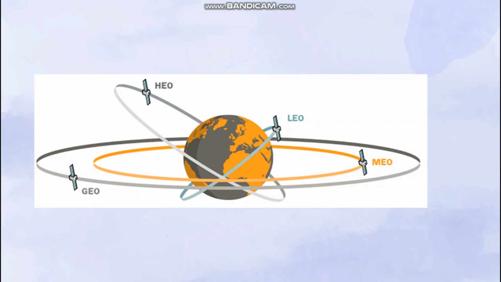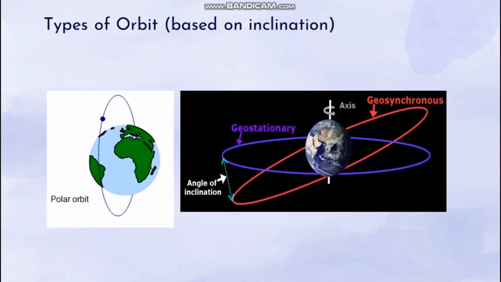Here is the image showing different kinds of orbits. As we have discussed, low Earth orbit is very close to the surface of the Earth, and you can see the high Earth orbit is very far from the surface of the Earth. Here we discuss polar orbit. Polar orbit is a low Earth orbit which makes an angle of 90 degrees with the equator, and as the name suggests, the orbit connects the North Pole to the South Pole.